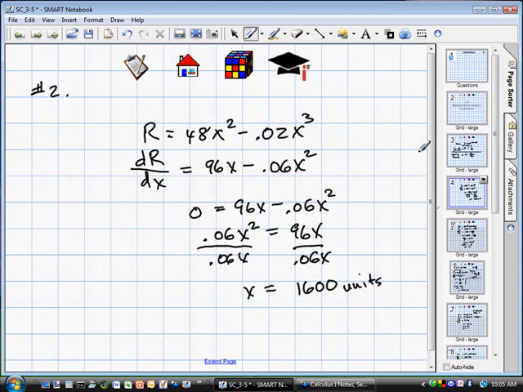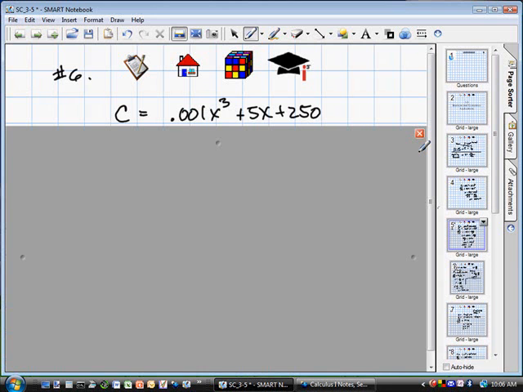When you go to the second part, the directions say, find the number of units x that produces the minimum average cost per unit, C bar. And they give you a C equation. I've picked out number 6 from this section.